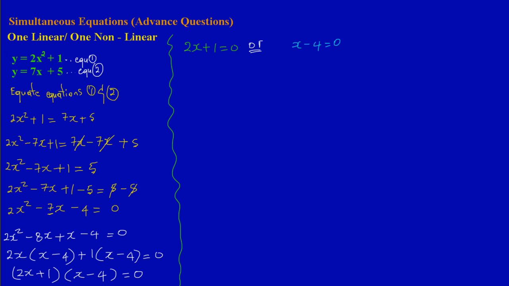Now I'm just going to solve for x. I have a 1 being added to 2x, so I must do the opposite of addition to move this 1, which is subtraction.